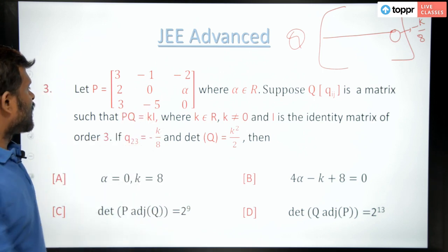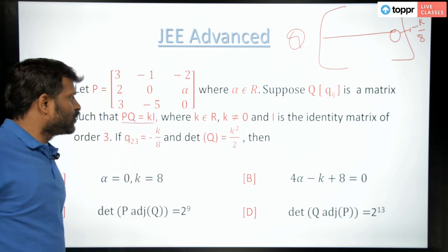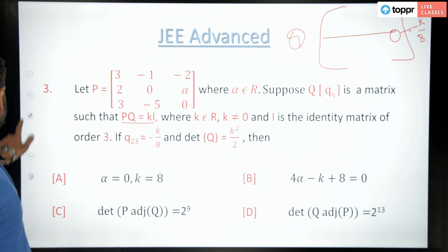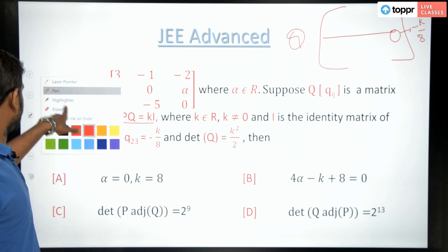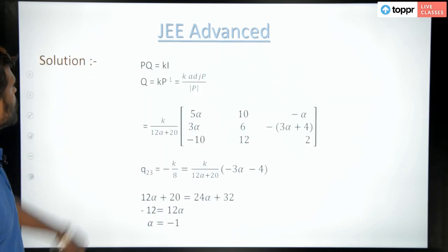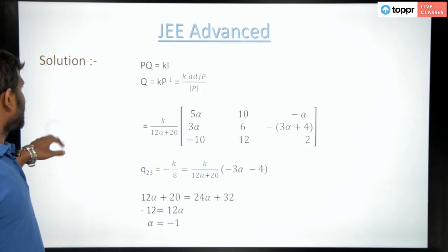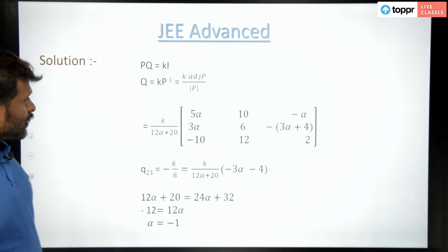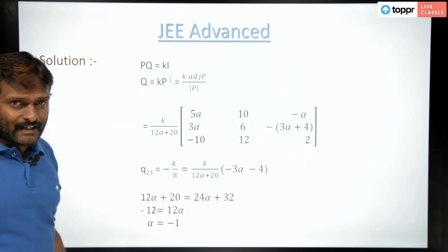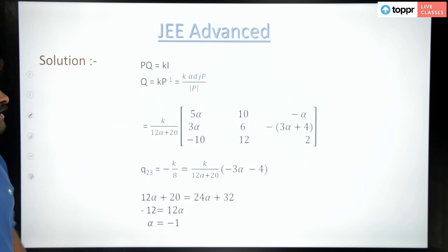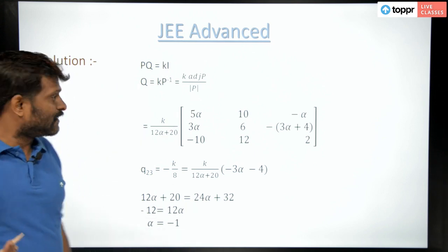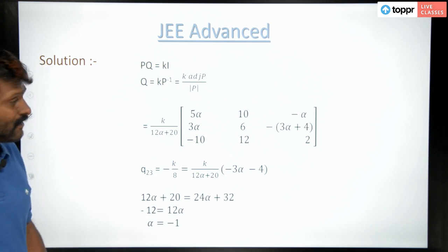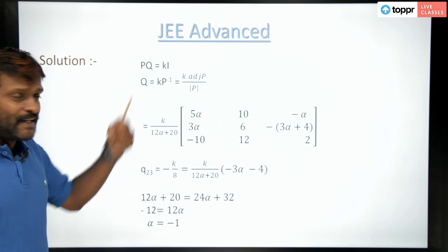Right. So, we will start with PQ is equal to k times I, where I is an identity matrix and k is a real number. Let us see what we can do here. I am starting with PQ is equal to kI. Then what can we write? Q is equal to k times P inverse, the inverse matrix of P. When he says PQ is equal to kI, then P is an invertible matrix, right. If it is not invertible, then there won't be an identity matrix existing there. So, k into P inverse.